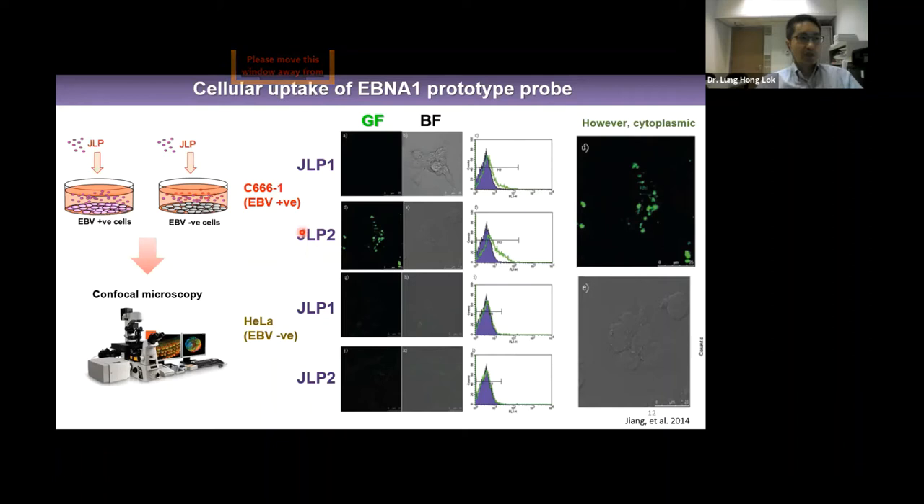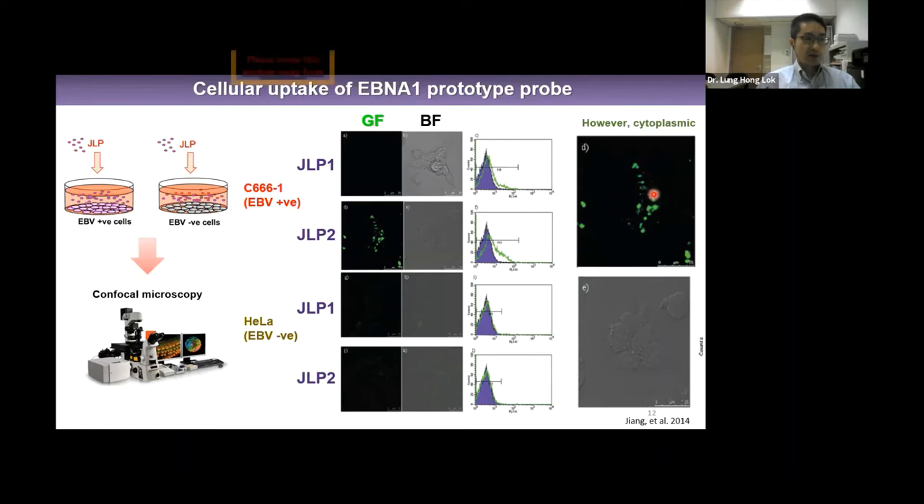However, when we enlarge this image, okay, and look at it more carefully, the green signal localized to the cytoplasm, right? Not to the nucleus, right? This is a problem. Why is that? Because for abnormal1, as I mentioned earlier, it is a nuclear protein. So it should be found in the cell nucleus, right? But the signal that we observe is not. So it's a problem, right? It's not working that well for the cellular uptake.